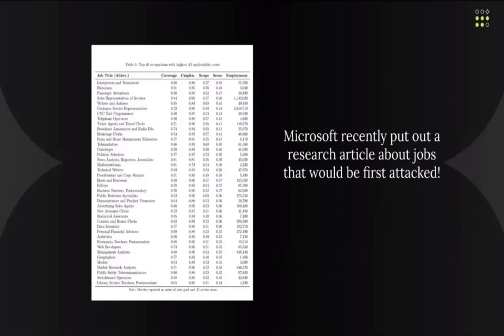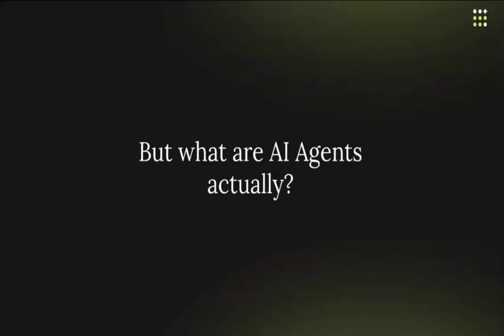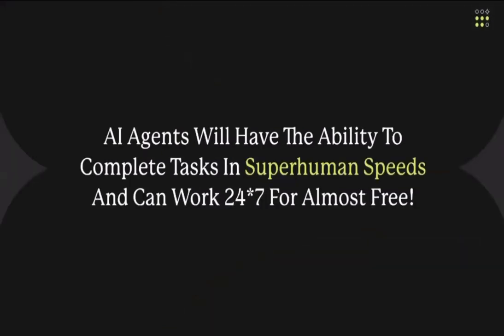So, as a working professional, it is crazy time for all of us because 80% of the work will be taken up by AI agents. What are AI agents? Well, AI agents are basically AIs which can execute tasks end to end. What these AI agents can do is work just like a human being, use all the tools that we're using on an everyday level, but work at superhuman speeds and work 24/7 almost for free. When an AI can do 90% of what we are doing for free at superhuman speeds 24/7, obviously millions of jobs will cease to exist.